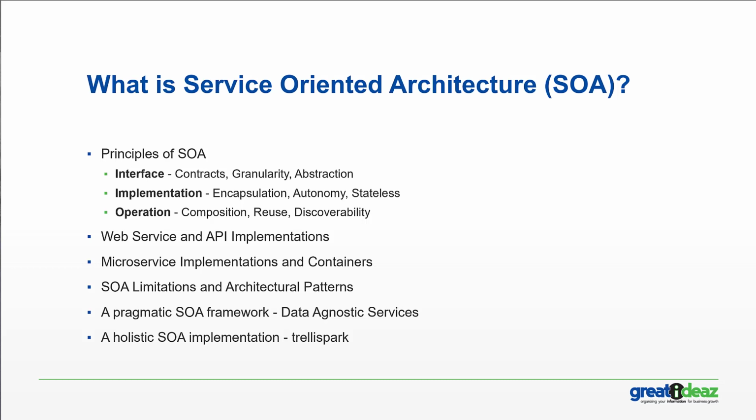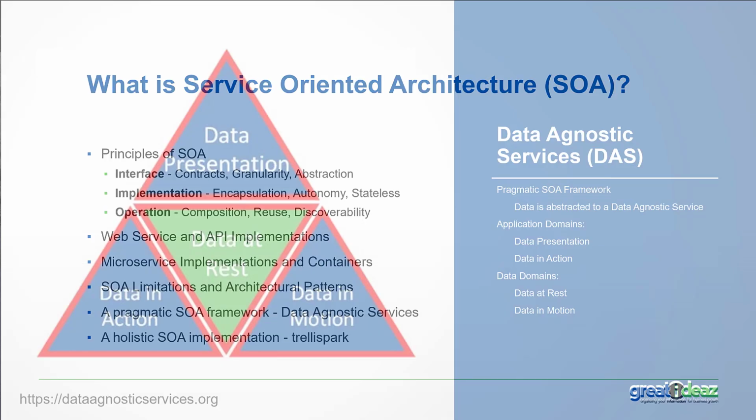And we have actually implemented that SOA framework, the Data Agnostic Services framework, in the product that we provide called Trellis Spark. And that product is available for you to download free of charge, so you can go and have a look at some of the actual code implementation of how Data Agnostic Services work in the context of building a pragmatic SOA framework. So that's all there, and we'll be using that as examples of best practice and code examples throughout the rest of the courses.